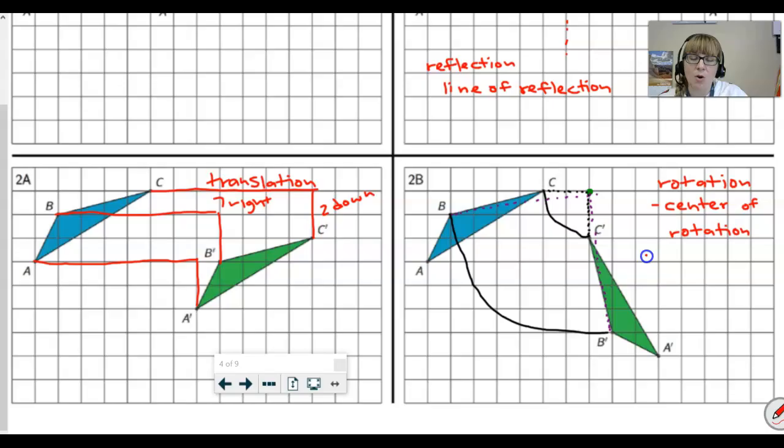We also need to know the degree of rotation or the angle of rotation. And we need to know the direction, counterclockwise or clockwise. This was a counterclockwise rotation of 90 degrees.